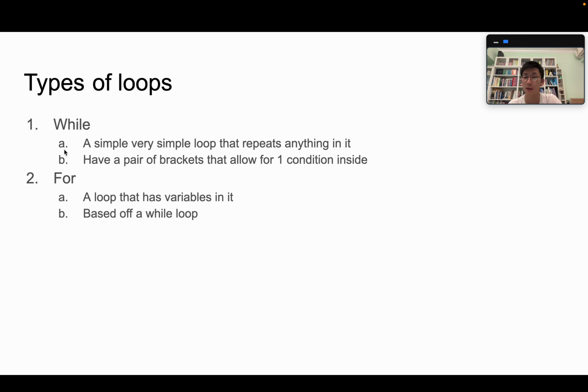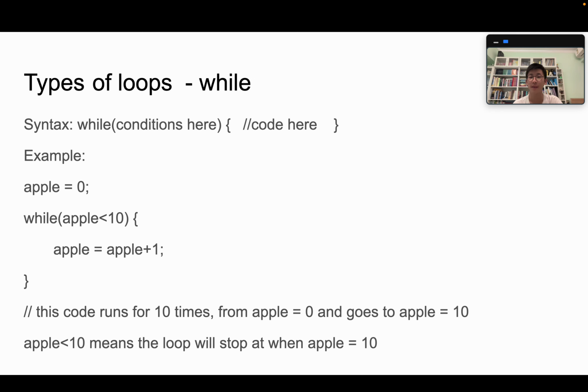Okay, so there's a while loop and a for loop, but as you learn more about it, you'll see that a for loop is basically a while loop. While is very simple, right? So while apple is 0, while this condition is true, then it will loop.